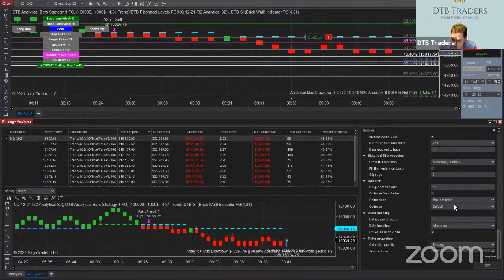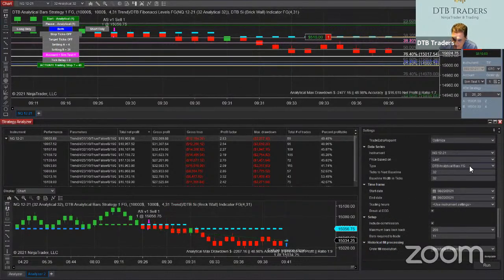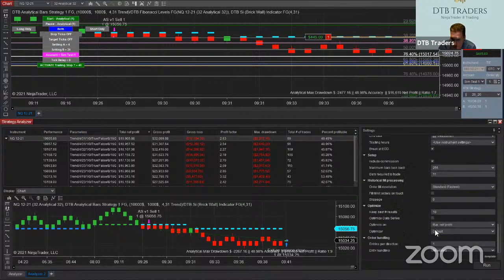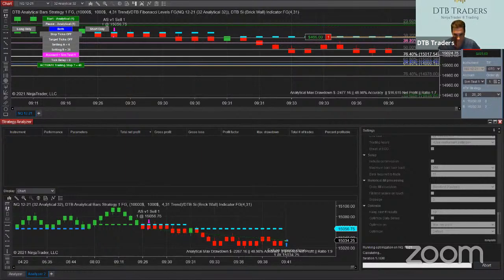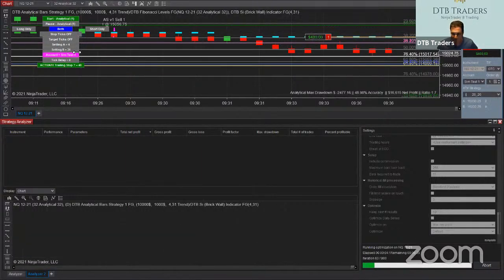So with the DTB analytical bars, this is the most accurate tick bar that you can use. The benefit with this bar is there is no false open. So there's no tick offset or anything like that with this bar. That's why you can comfortably always use a 3 slippage on this, and you'll be set.